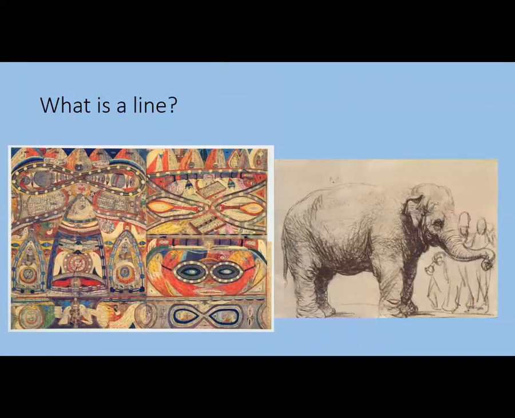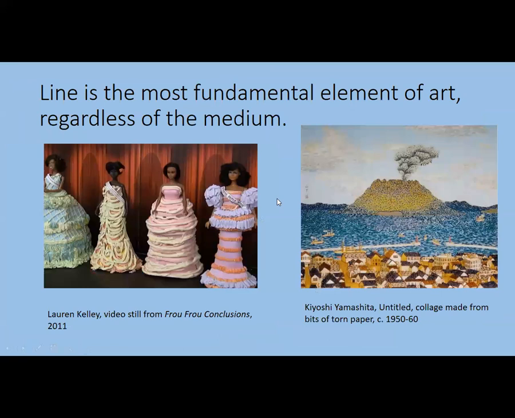So what is a line? There's all sorts of lines. A line is like from point A to point B. These are lines. These are gestural lines. Line is the most fundamental element of art, regardless of whether it's a painting, a sculpture, a print, a photograph. The lines are in everything.